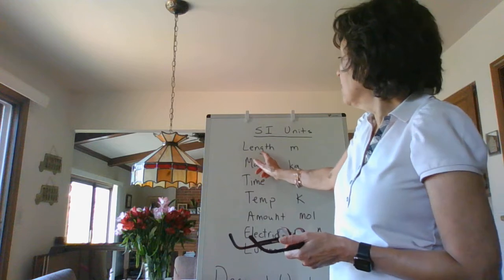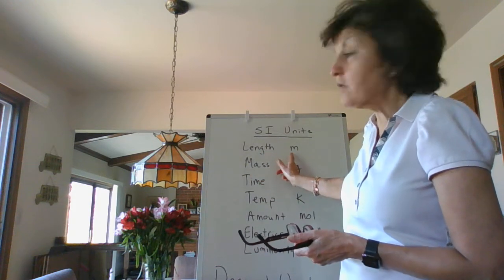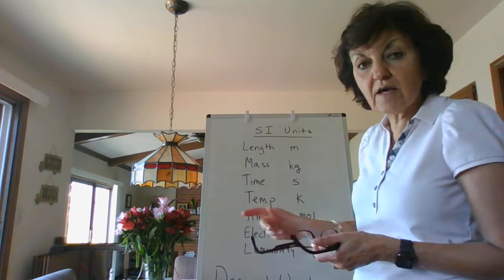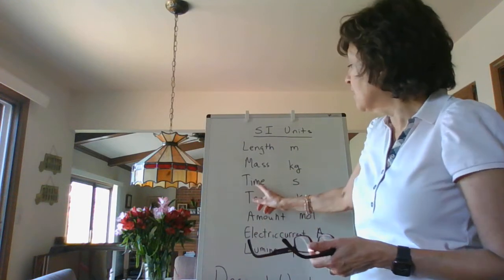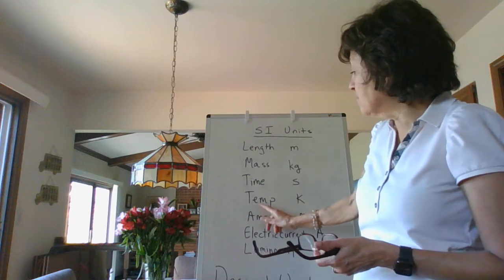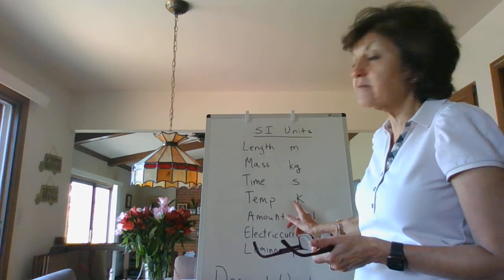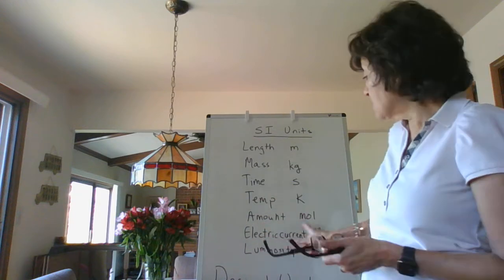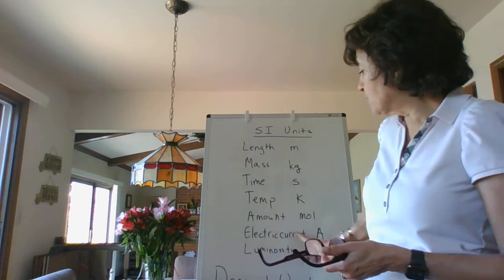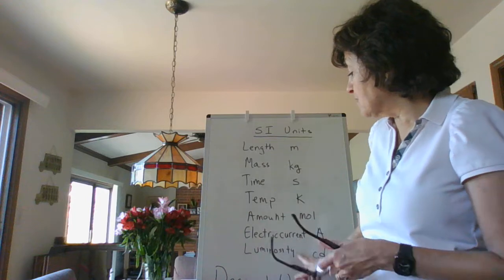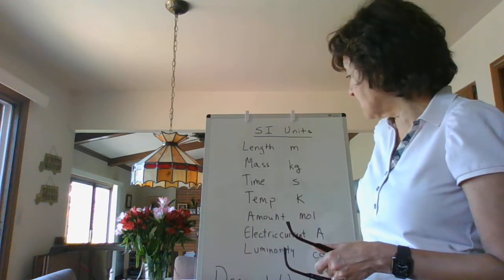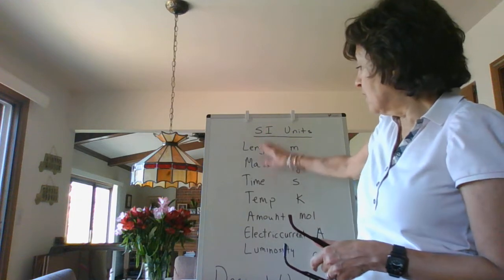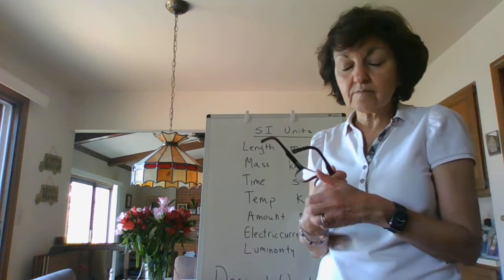For length, everyone's supposed to measure in meters, mass in kilograms. Notice the lowercase k for kilo, not uppercase. Time, seconds, temperature, capital K, that stands for Kelvin. Amount of a substance is in moles. Electric current, amperes, and luminosity or luminous intensity is candela. These two we don't really use in this class, but the rest we will be using.